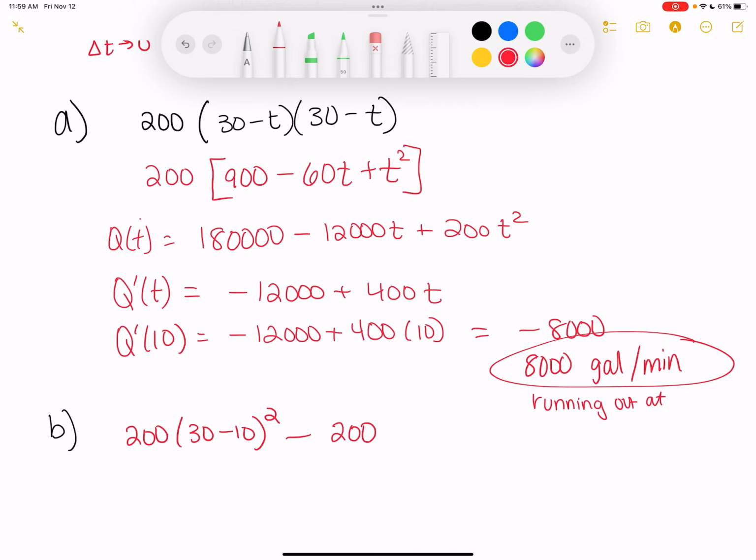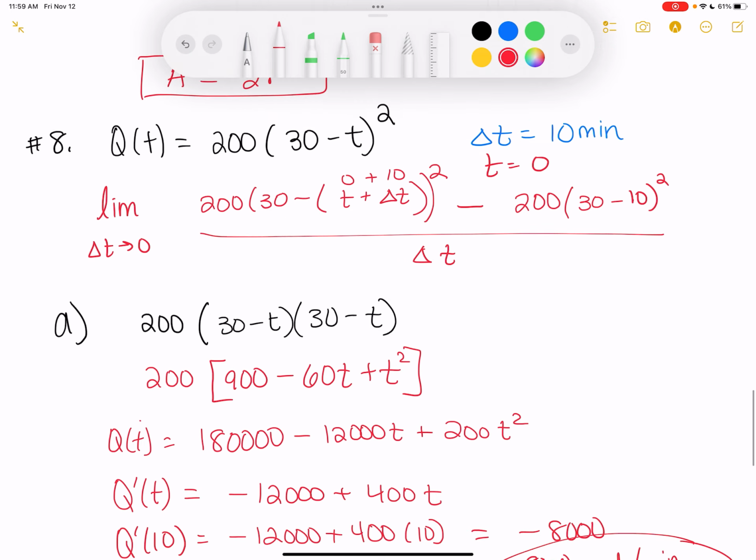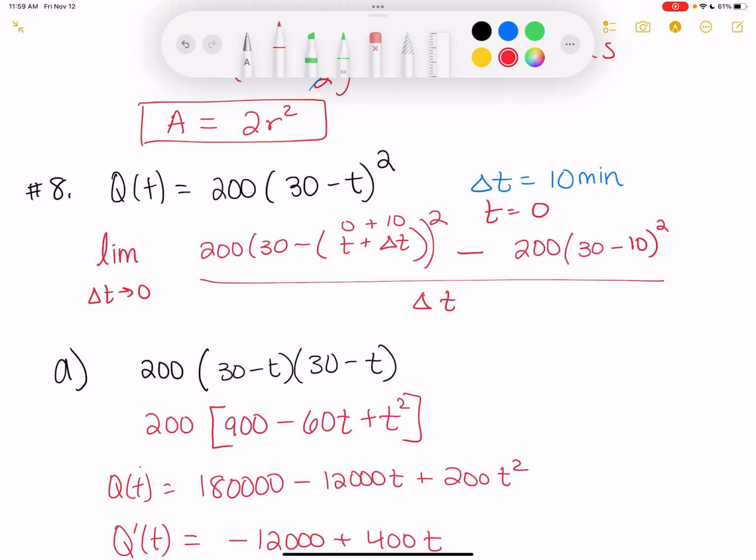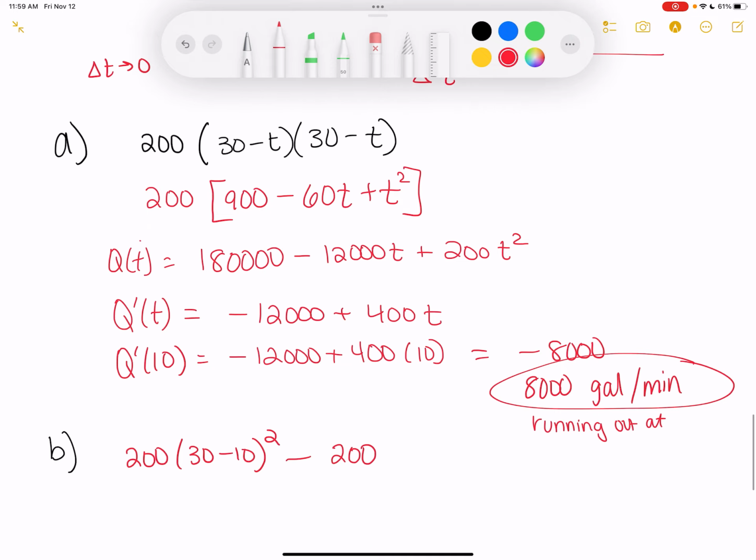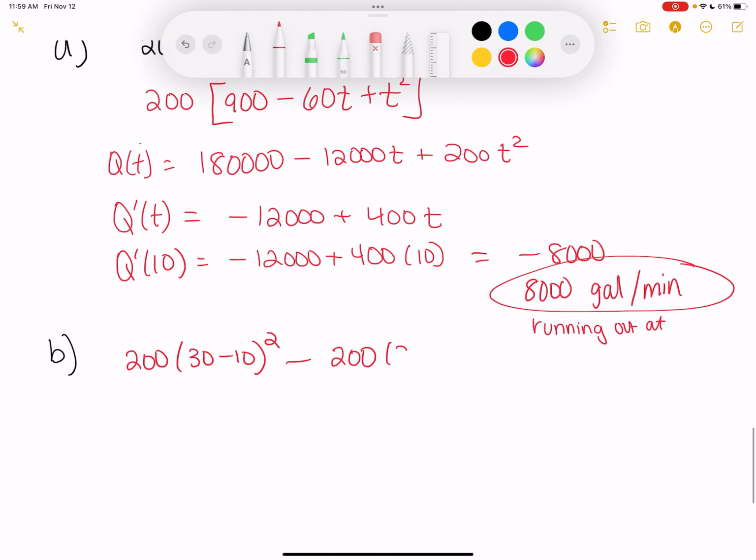So then this is 200. So this is where I said, earlier I was like, oh, this is supposed to be delta T. It's actually supposed to be T, so this should have been 0. Okay, up here. So I had the wrong thing written there. So this is times 30 squared all over delta T. This is where the delta T goes, which is 10.